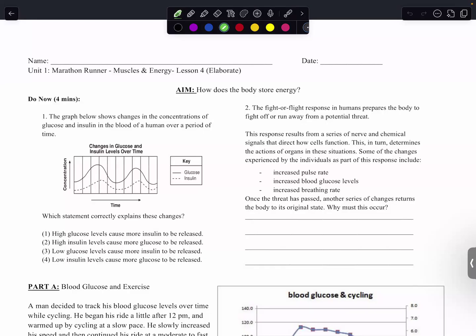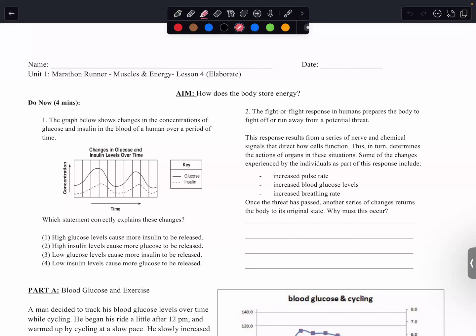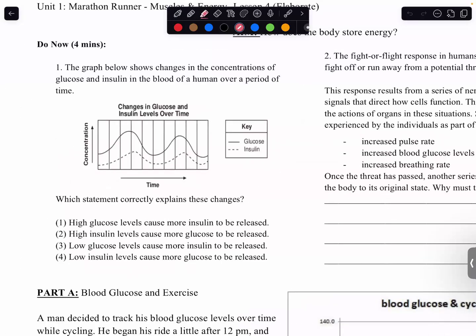All right. So let's look at our elaborate. So our aim says, how does the body store energy? Let's take a look at our do now question. I'll just go ahead and zoom in.